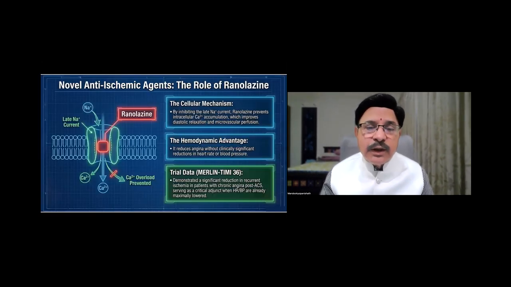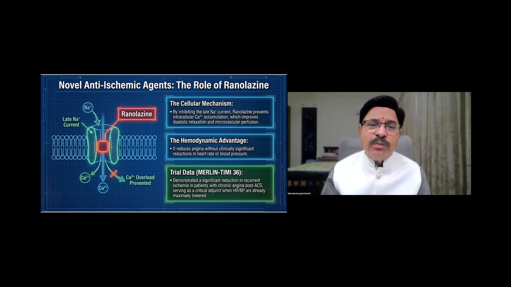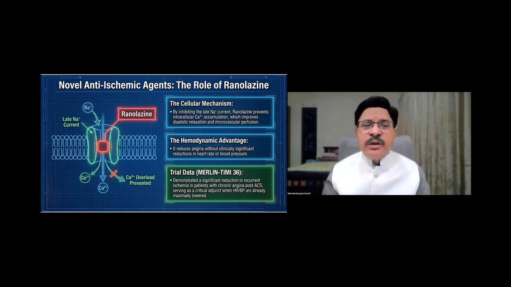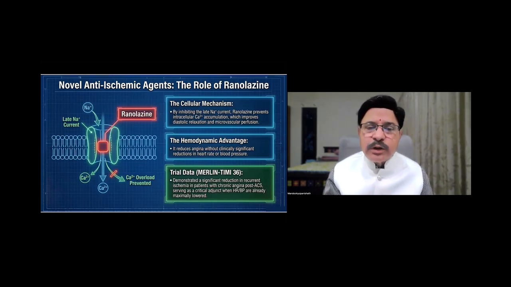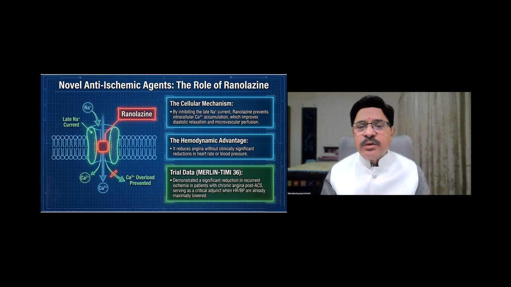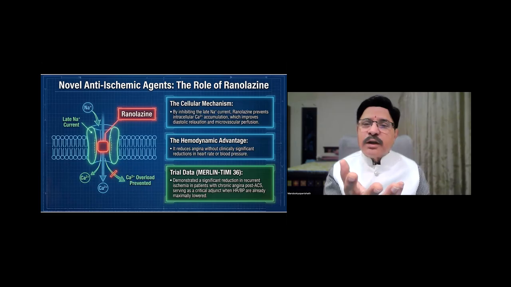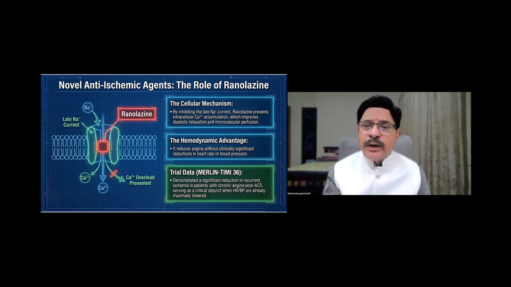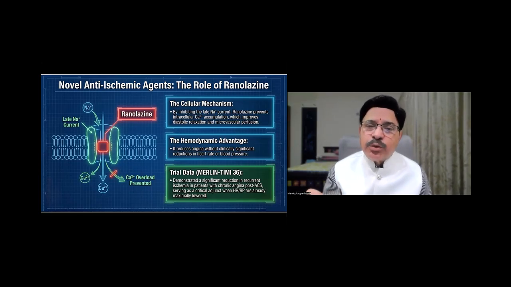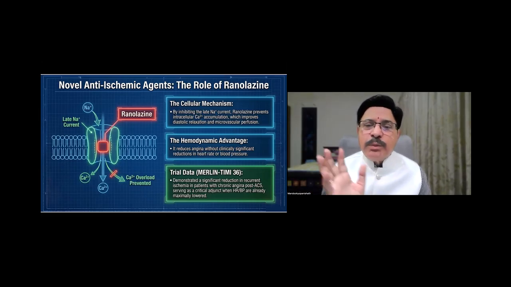Is there any other drug I can give? Yes, you have one more, called ranolazine. Ranolazine is a late sodium channel inhibitor. If the late sodium current is inhibited, calcium influx into the myocardial cell is reduced. Once the calcium accumulation is reduced, it improves the diastolic relaxation of the ventricle. Once the ventricle relaxes more in diastole, it receives more blood and microvascular perfusion will improve. This is the hemodynamic advantage.